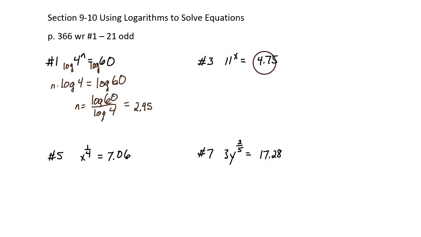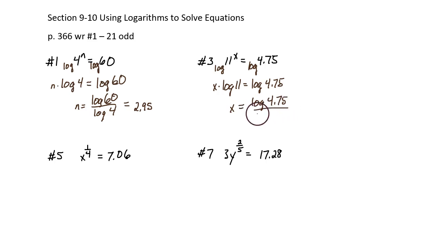For number 3, we have an equation that has the variable in the exponent, and again, we cannot easily make like bases. So let's solve by doing the logarithm of both sides. On the left side, we get x times log of 11, and on the right side, the log of 4.75. Then use division to get x alone. Type that in the calculator. The answer is 0.649.